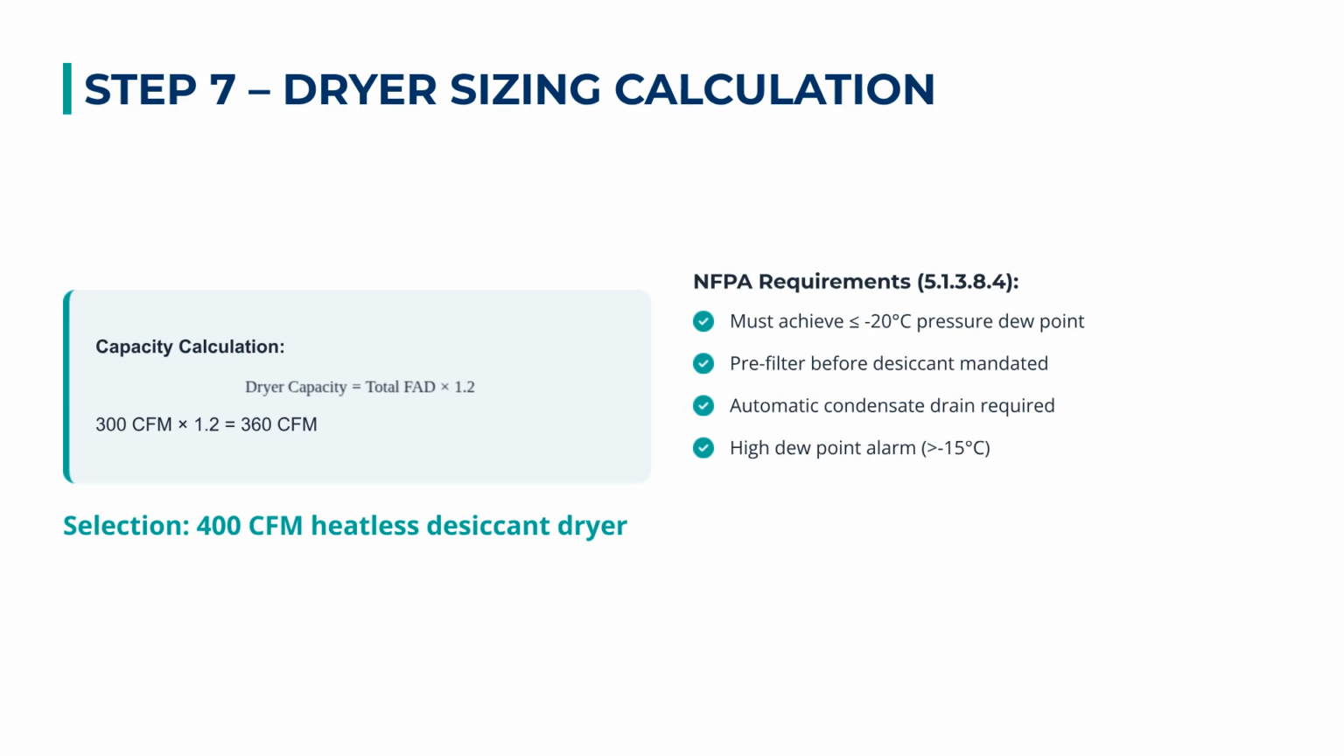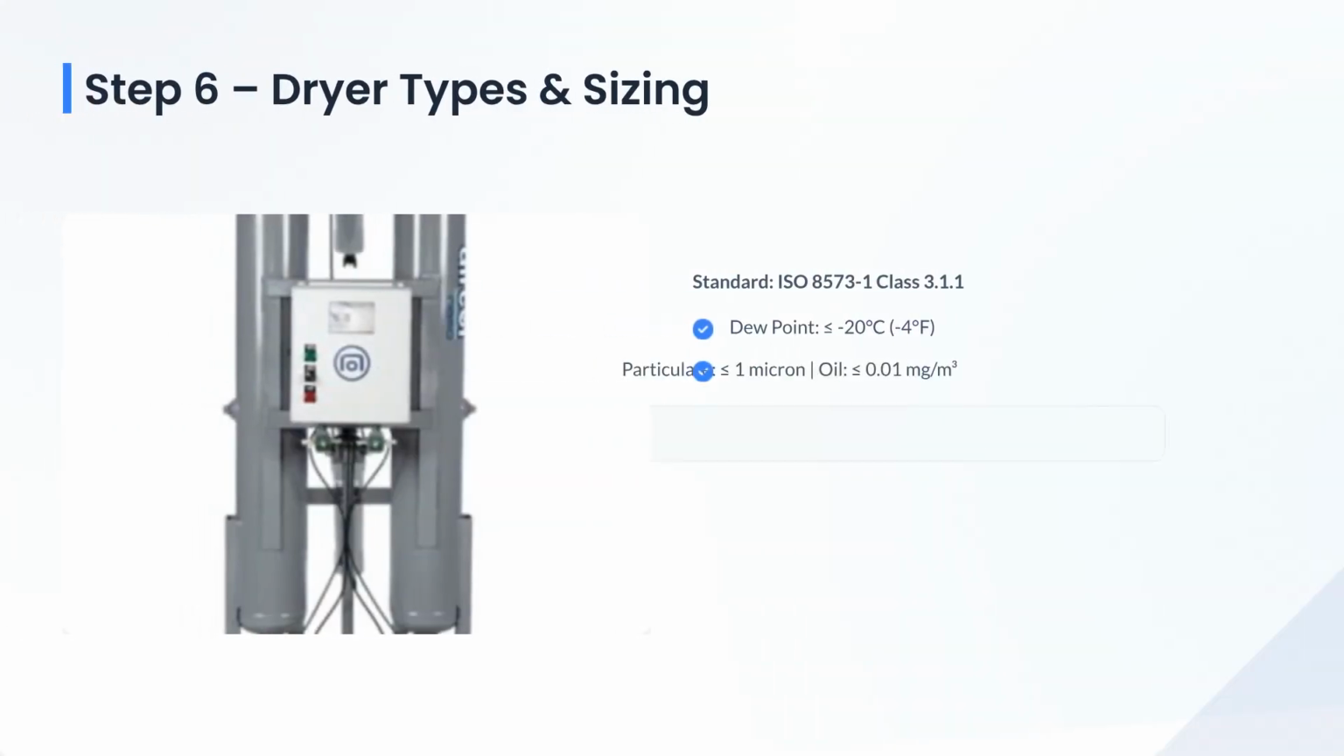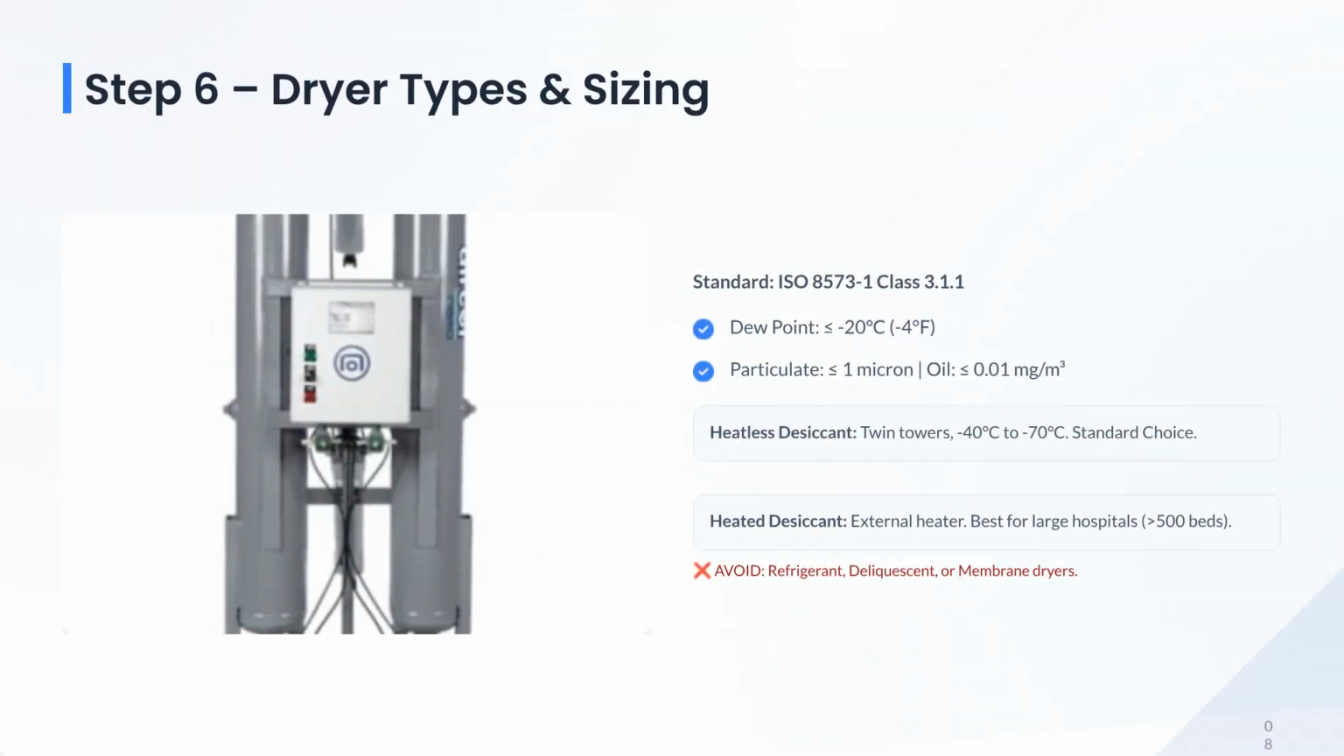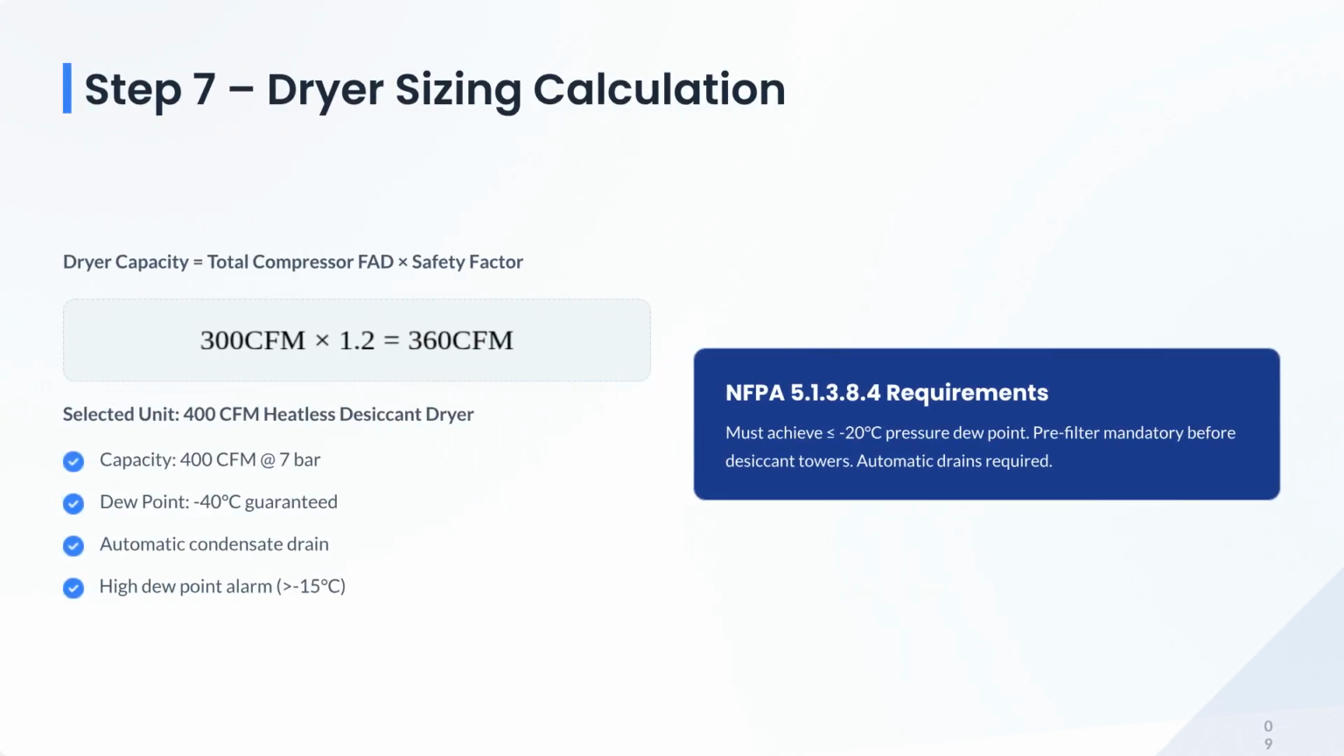NFPA 99 requires a safety margin. We calculate 360 CFM capacity. We select a 400 CFM heatless desiccant dryer to meet the NFPA requirements, including achieving a less than or equal to -20 degrees Celsius dew point. The standard mandates ISO 8573-1, Class 3.1.1 quality, meaning a dew point of less than or equal to -20 degrees Celsius and low particulate and oil content. The heatless desiccant dryer is the best option for our needs. Applying a safety factor, our required dryer capacity is 360 CFM, leading us to select a 400 CFM heatless desiccant unit. This selection meets all NFPA requirements for dew point and mandatory pre-filtration.